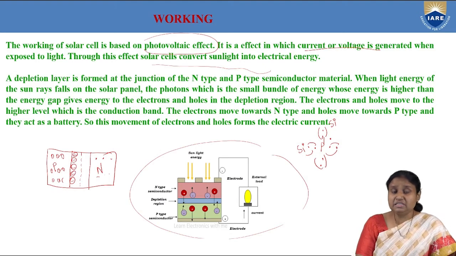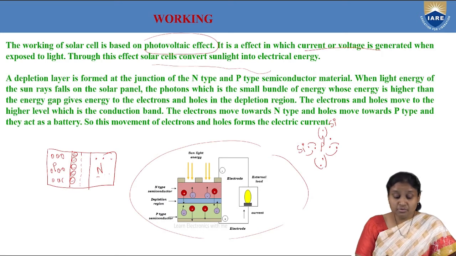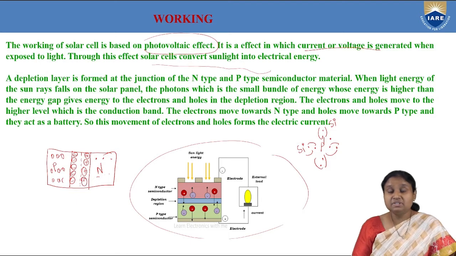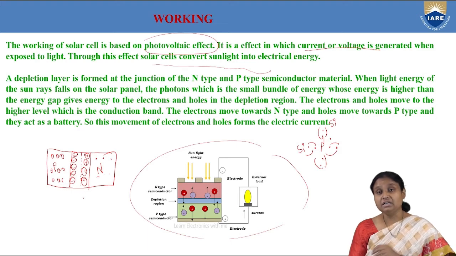Similarly, holes from the p side are going to migrate to the n side, and they are going to lose their energy to electrons in the n side, and of course they will become neutral, and these holes will act as immobile positive ions on the right side, which is the n-type layer. So we have such a collection of positive and negative ions in the depletion layer which does not take part in conduction.